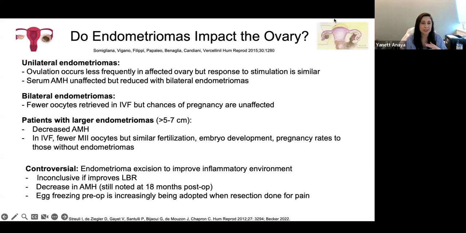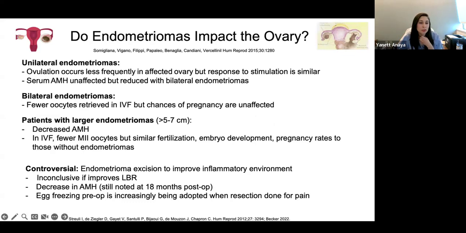However, when you compare that to patients that have endometriomas on both ovaries, then we do see a potential decrease in ovarian reserve, or AMH, which is a marker of ovarian reserve. It's a blood test. Now, when you specifically look at patients with endometriomas on both ovaries, we will see in IVF fewer eggs recovered during the egg retrieval, but the pregnancy rates are comparable or unaffected.